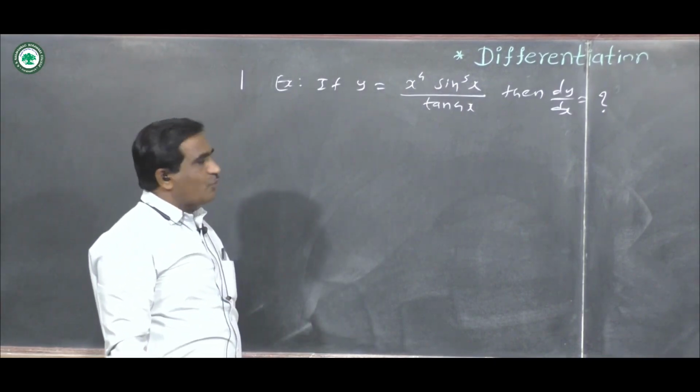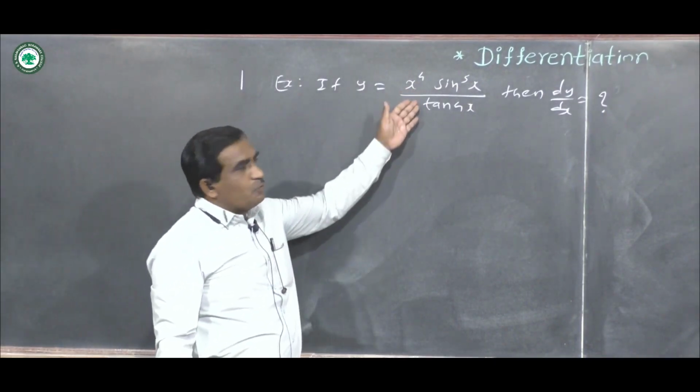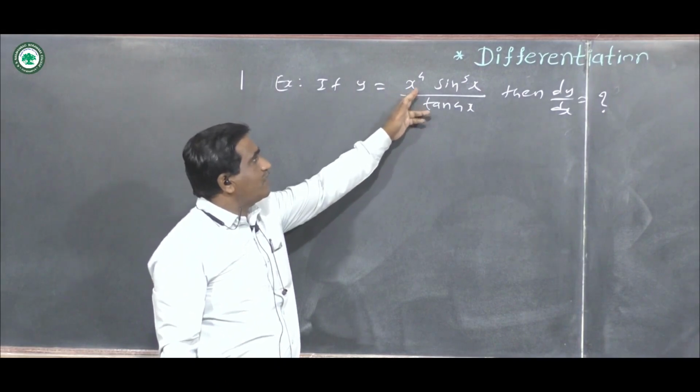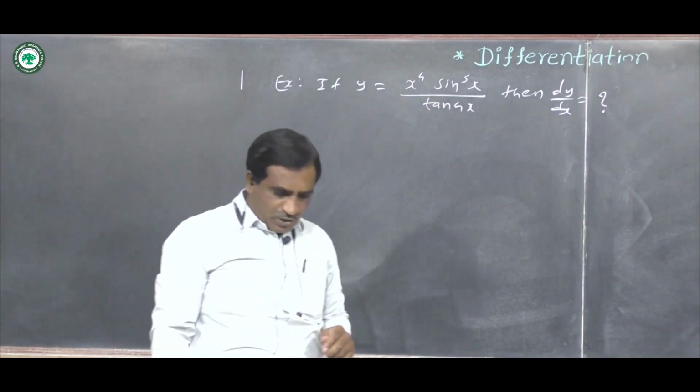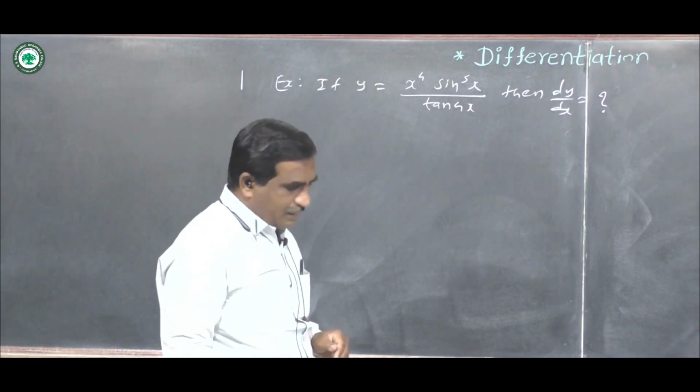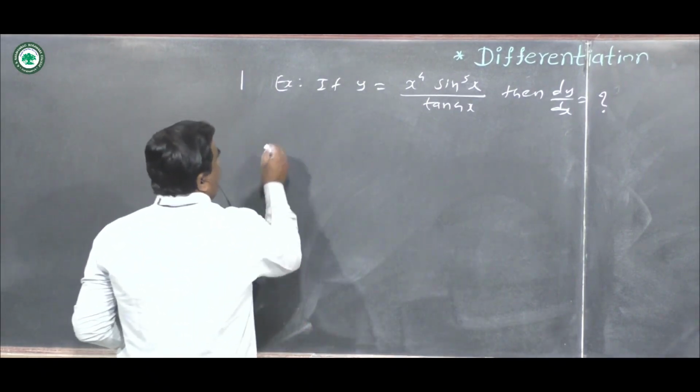Now in this example we have to give one division of two functions, y is equal to x raised to 4 into sin raised to 5x upon tan 4x. Therefore we have to use here logarithmic differentiation. Before that we write here options for this example.